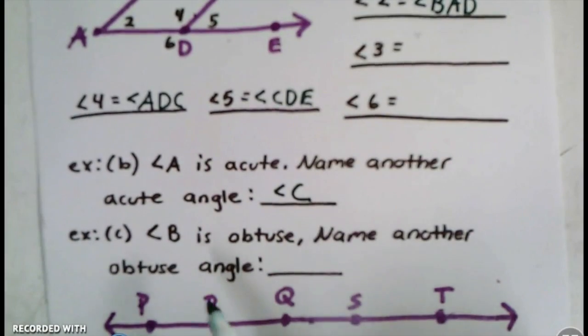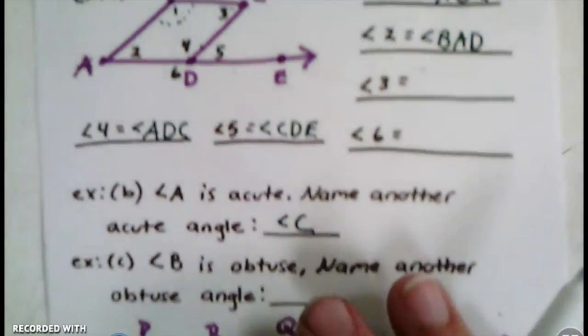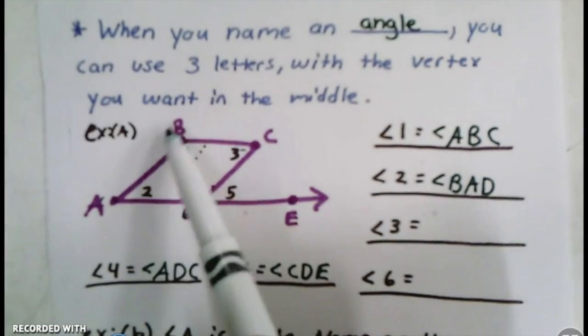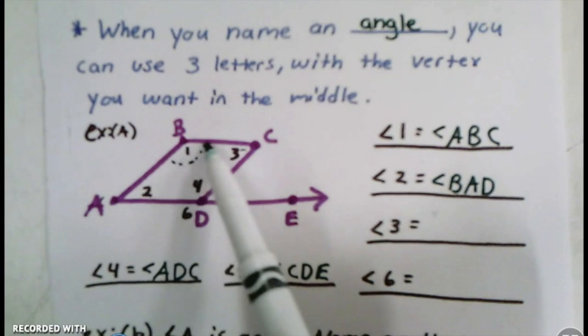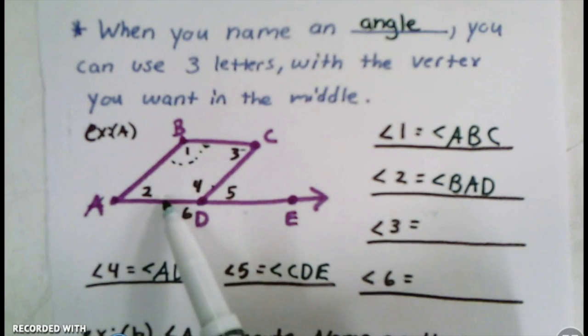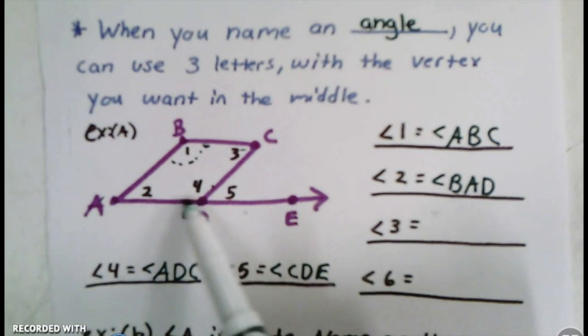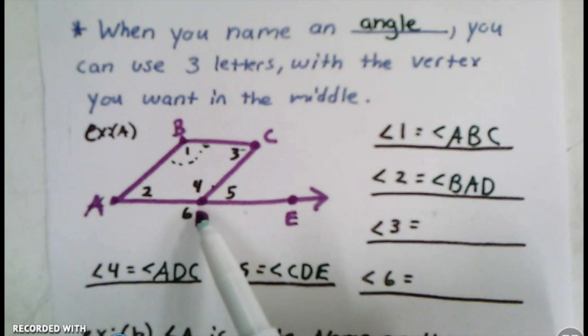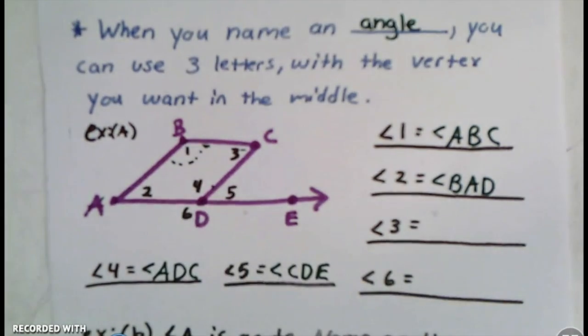All right, try this one on your own. Angle B is obtuse. Name another obtuse angle. So angle B is obtuse. Name another obtuse angle. And when you name it, this one, you're going to have to use one of those tricks that we had with the 3. Otherwise, it could be confusing which angle you're talking about.